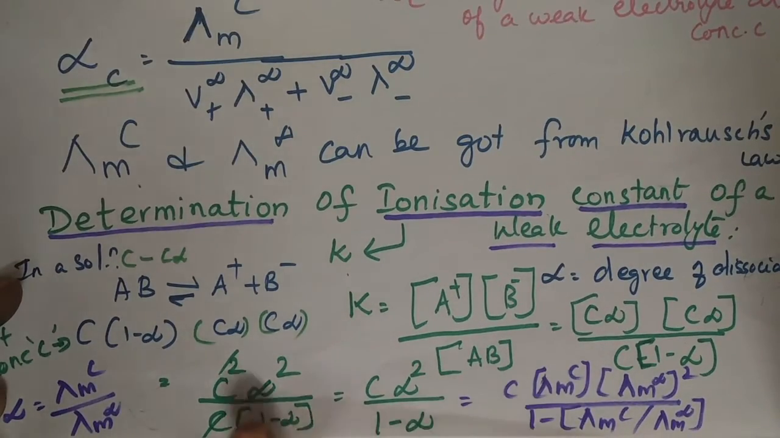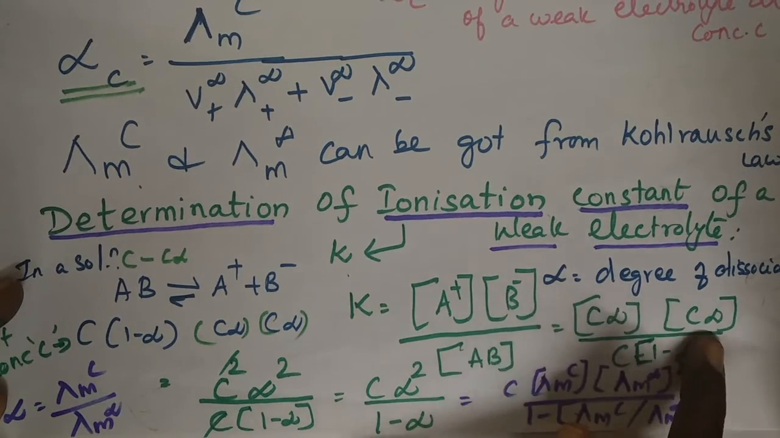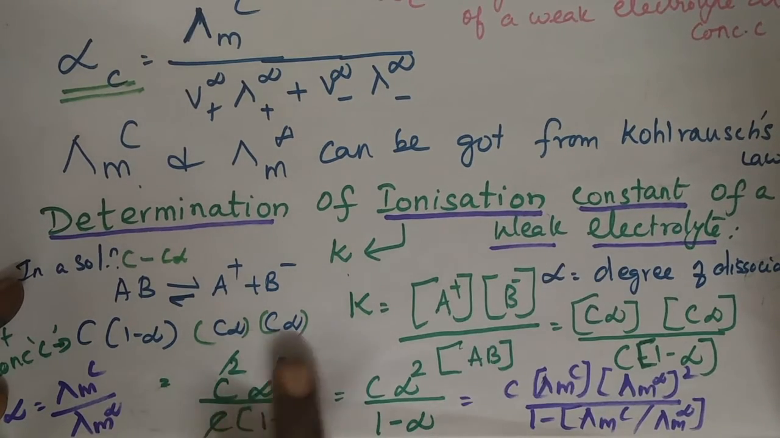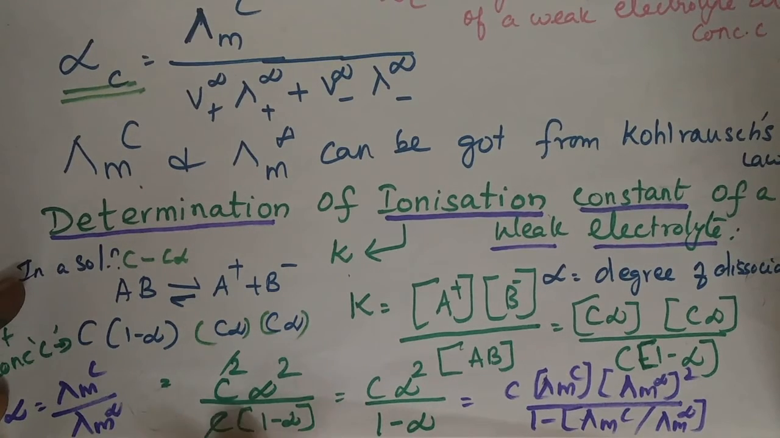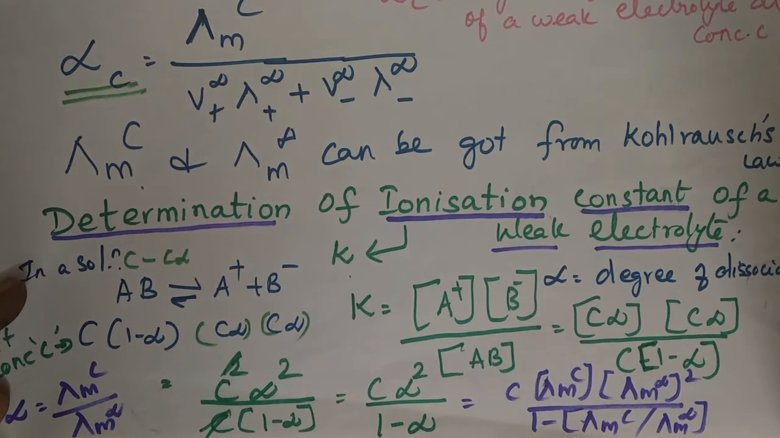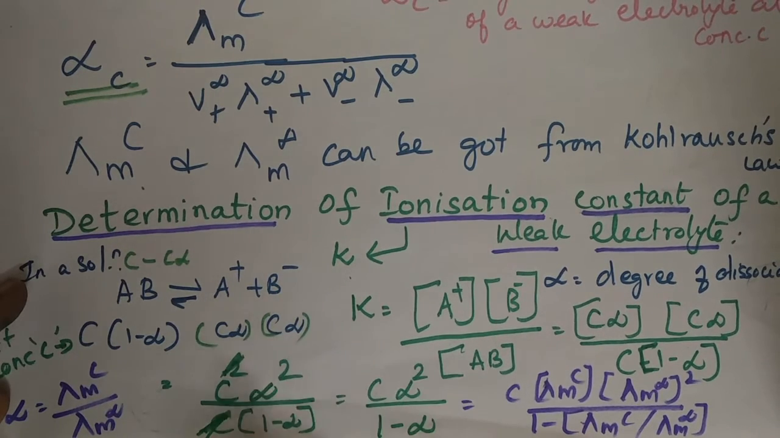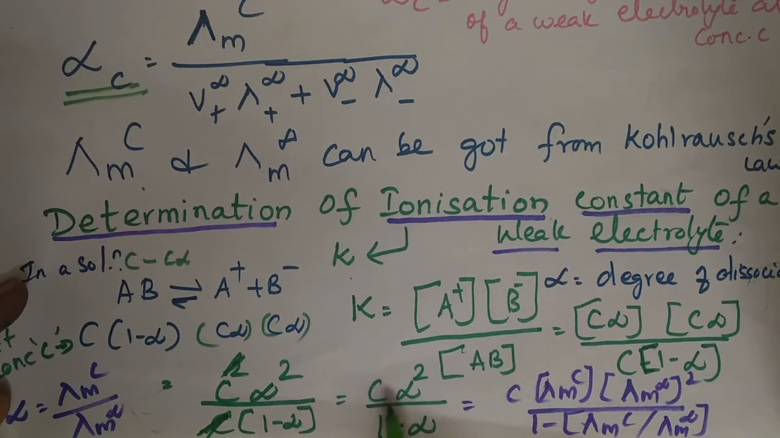So now the equation becomes C alpha into C alpha, which is C square into alpha square, by C into 1 minus alpha. Then what I do, the square and one C is cut. This one C and this C down is cut. So what happens? C alpha square by 1 minus alpha. So substitute that alpha value over here. The alpha value is this, I told you already. So bring it down here.